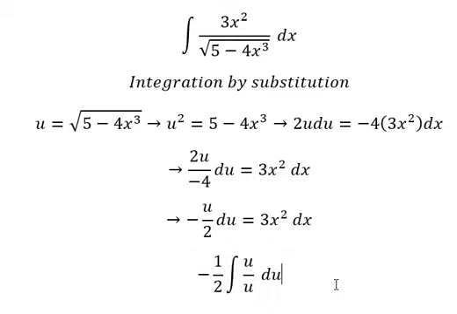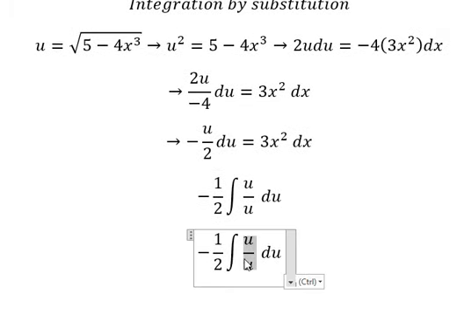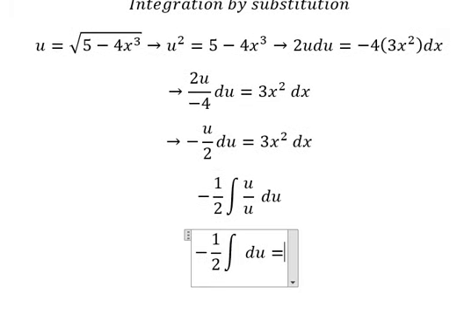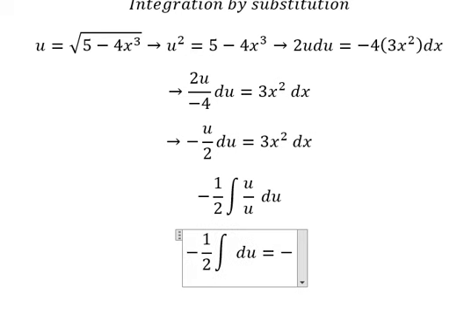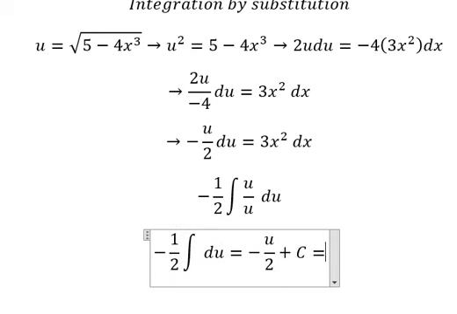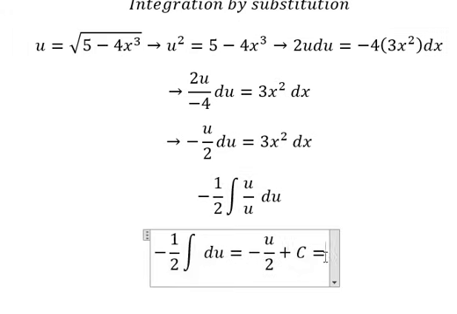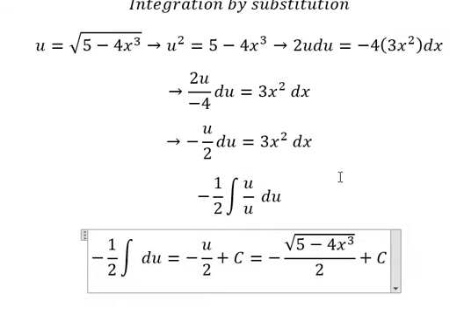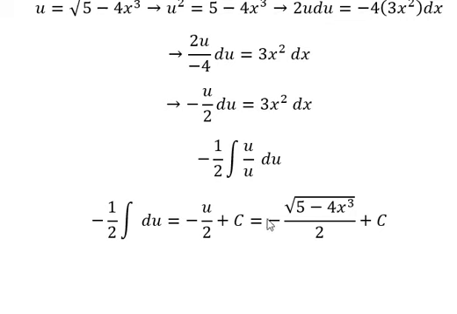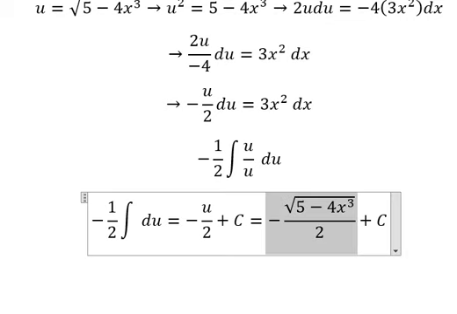So u divided by u, we have number 1. The integration of du, we have u. Then u is this one, and this is the final answer.